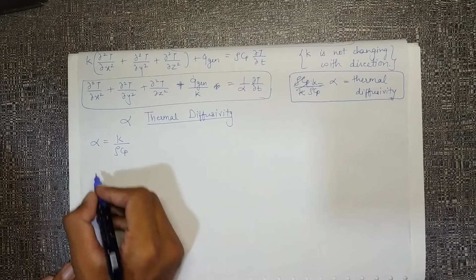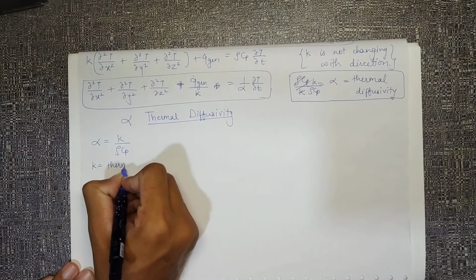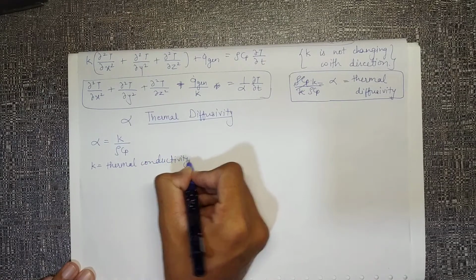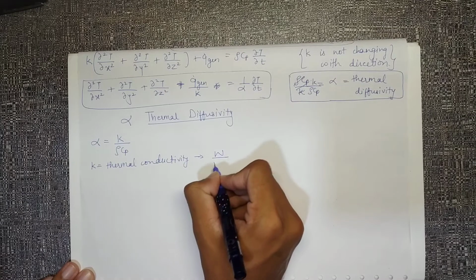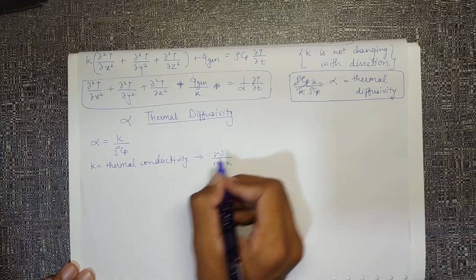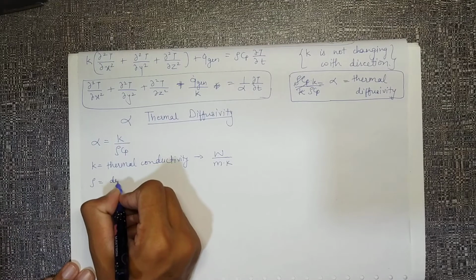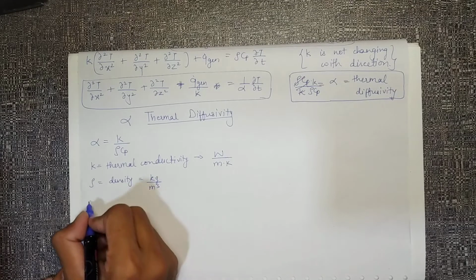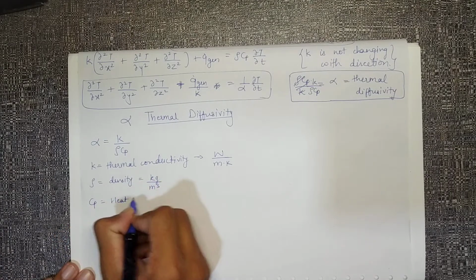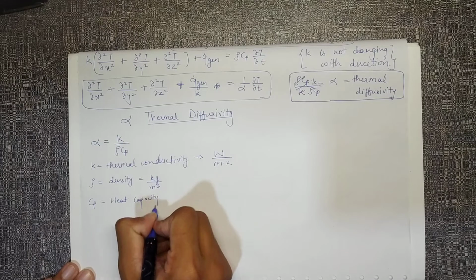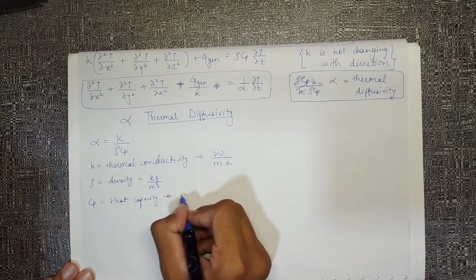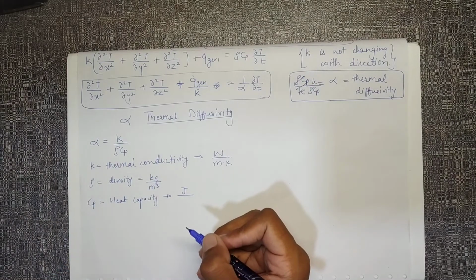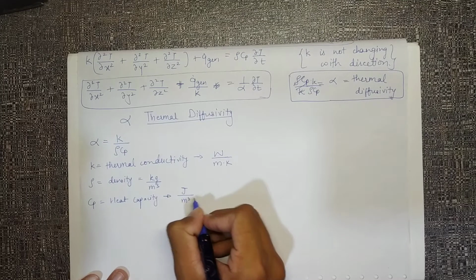So k was thermal conductivity and the units were watts per meter Kelvin. Now rho is density, and its units are kg per meter cube, and Cp is heat capacity at constant volume, and its units are heat capacity, that means it's joules per meter cube.